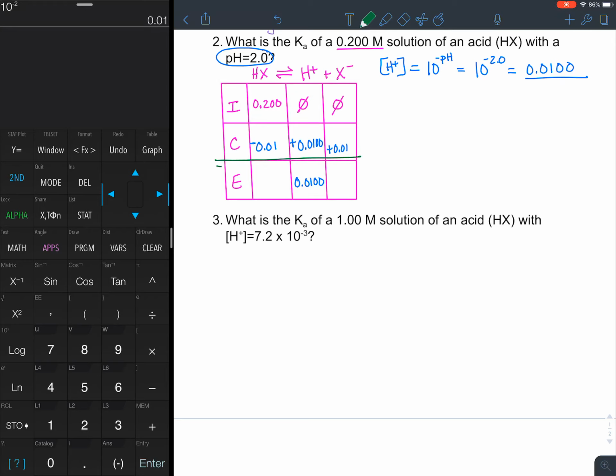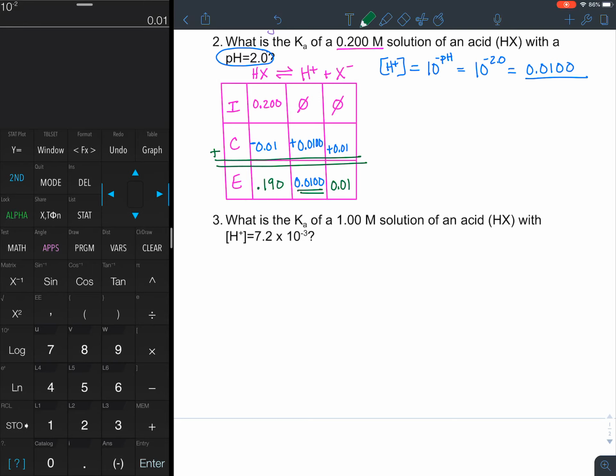So I kind of always like to show that I'm adding these together. And so 0.2 minus 0.01 gives us 0.190. We know that this is the value at equilibrium from that calculation that we already did. And then finally, 0 plus 0.01 is going to give us 0.01 for our anion as well, our X minus. Now we can go ahead and plug this into a Ka expression.